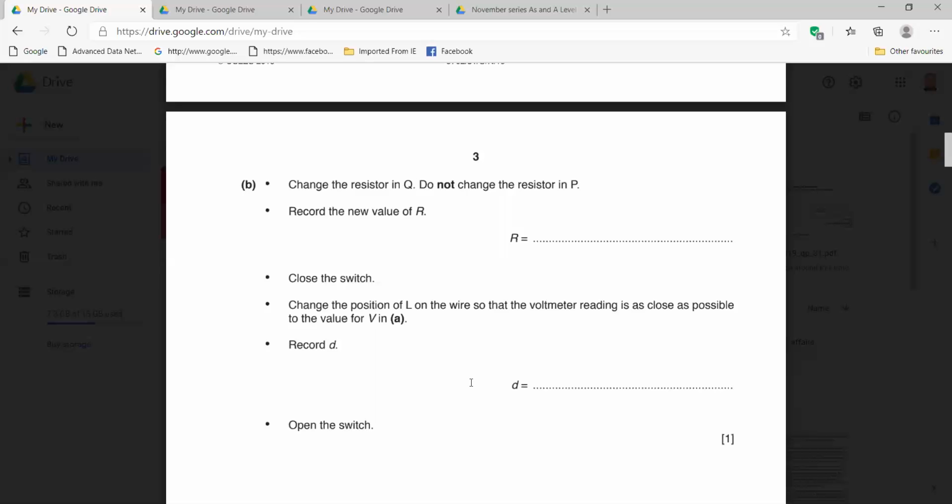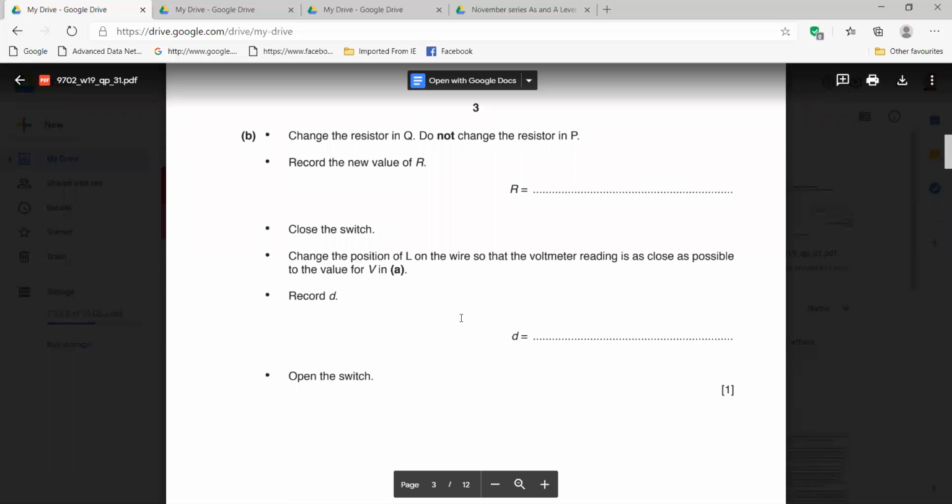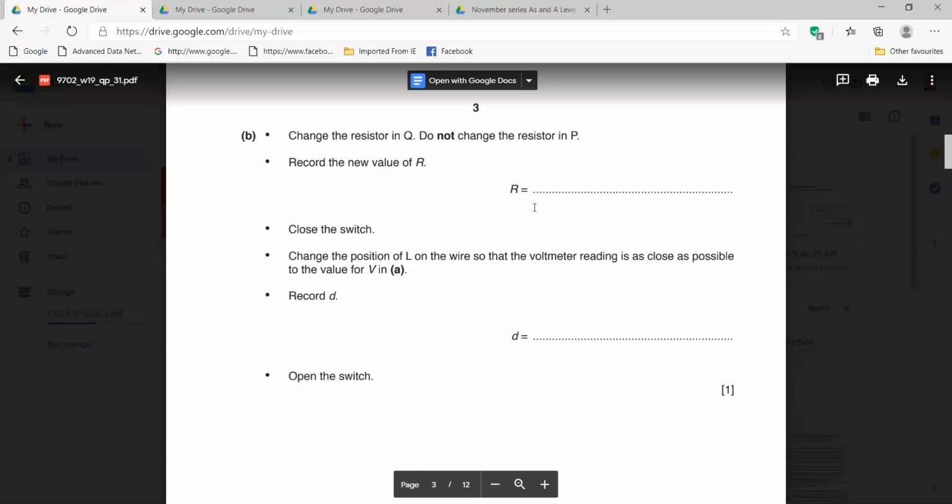Now again you will get D, right? But for D, what they are saying, you have to read it carefully. Can you read this one? Amina, can you read it? "Change the position of L on the wire so that the voltmeter reading is as close as possible to the value V." Okay, so here what we have to do, we are changing the resistance, right?